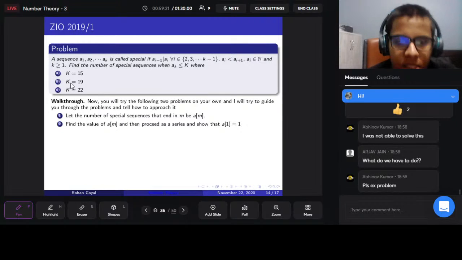The problem just states that you have some sequence and we call it special if every term divides the next term and all terms are different. So how many sequences do we have where the largest number is less than or equal to k?